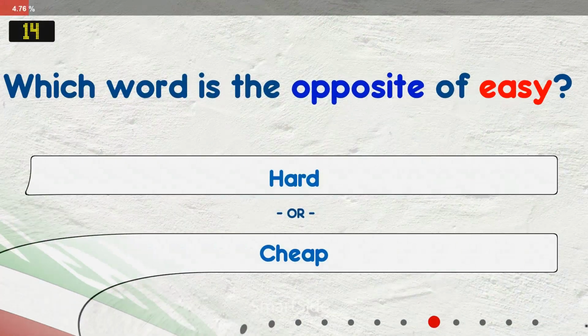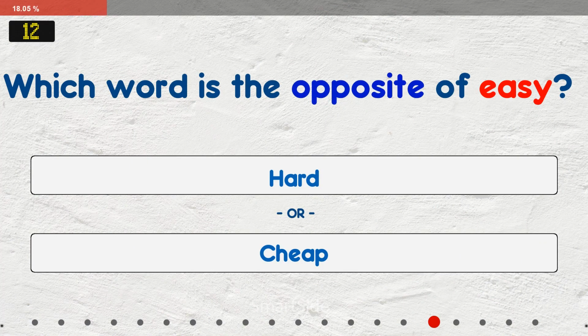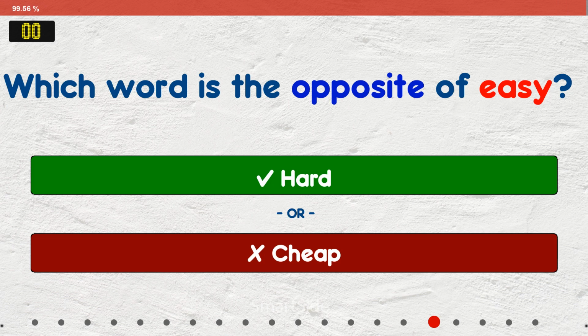Which word is the opposite of easy? A, hard. B, sheep. The answer is hard.